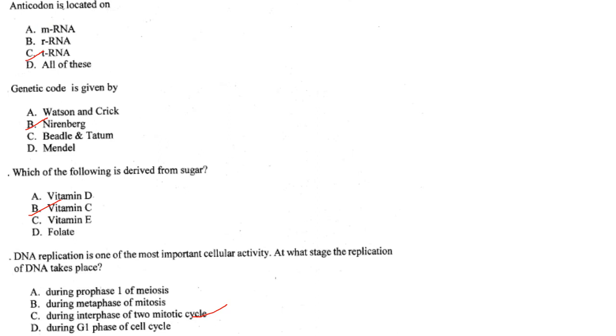Then, anticodon is located on? So anticodon is found on the tRNA. Answer is option C. Genetic code is given by? It is given by Nirenberg.